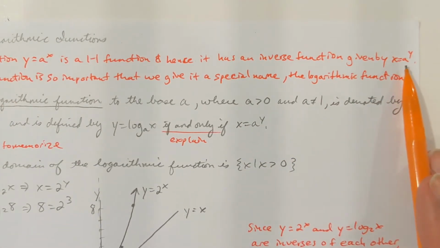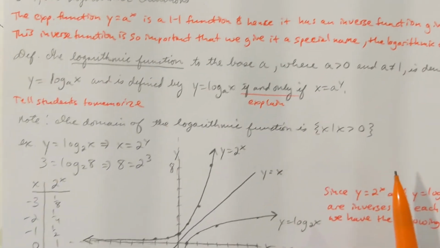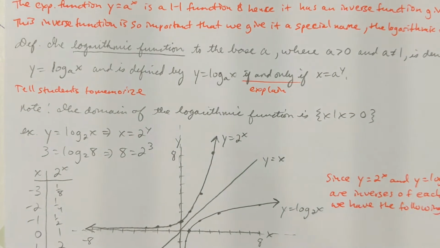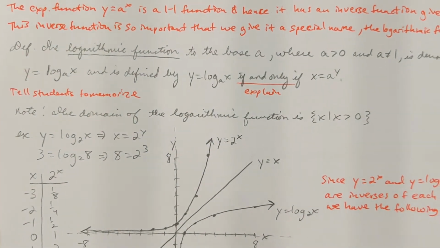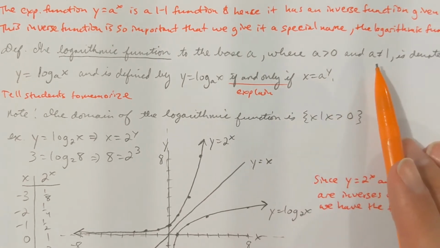Okay, now this equation here, this function, is so important in math that we give it a special name. We call it the logarithmic function. Okay, and here's kind of a more formal definition. It says the logarithmic function to the base a, where a is a positive number. A can't be 1 though.